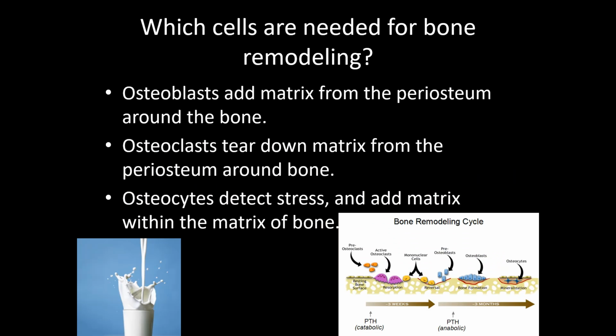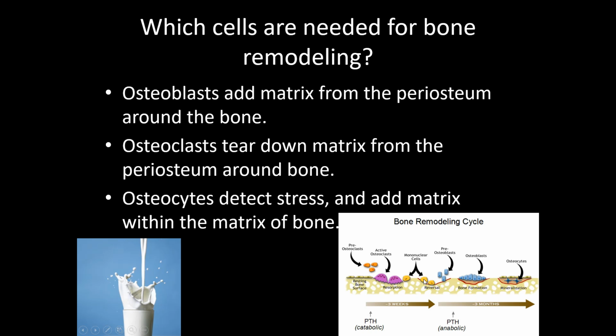Which cells are needed for bone remodeling? This picture is not in your book, but it actually shows you everything. And so I would recommend you spend a little bit of time studying this one. But let's say that you have broken a bone. What's going to happen is osteoclasts are going to tear down the area where the break has happened so that you can remove any sharp ends or things like that.